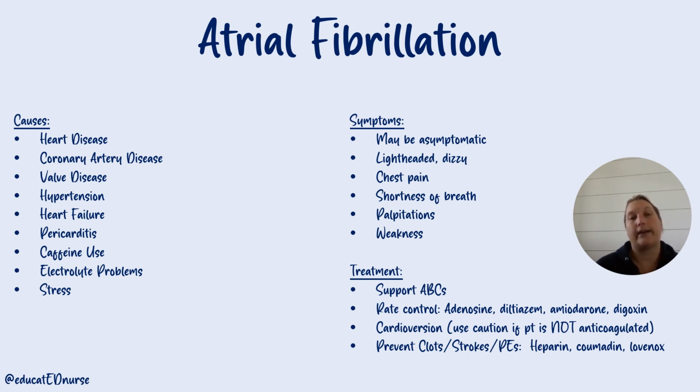The goal of anyone who's in atrial fib or atrial flutter is that they get on an anticoagulant. Because they're high risk for clots, they need to go home on like Coumadin, heparin, Lovenox, something like that, so they make sure that their blood stays really thin so they don't have clots. All right, atrial flutter's up next.